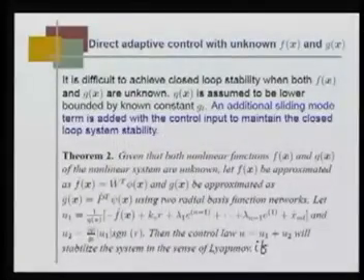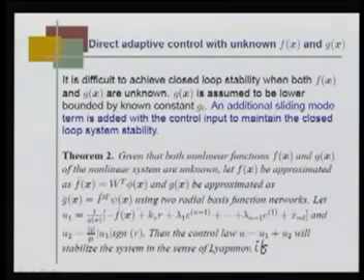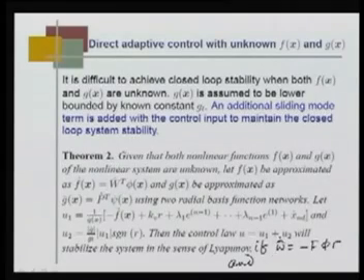provided the weight update law for approximating f x is w hat dot equals minus F phi r, and p hat dot is minus G psi U 1 r. Okay, so this part is missing in this slide.